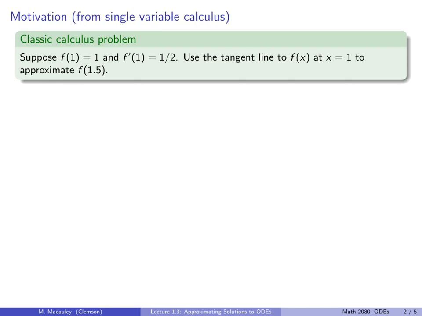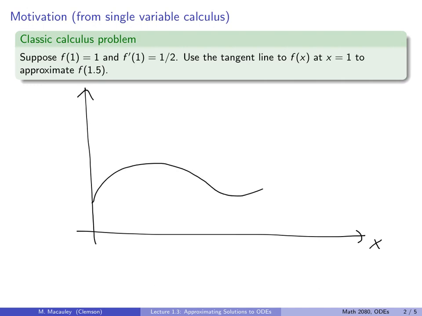Let's suppose that we have a function, in this case f of x, and we know the value of the function at a point, in this case 1, and we know the derivative. Use the tangent line as an approximation of the function at a nearby point, in this case 1.5. I'm not going to do this problem, I'm just going to draw you the picture. So here is x, here is the function, let's say it looks something like this, and this is f of x. And let's say that this is 1, and then 1.5 is going to be approximately up here.